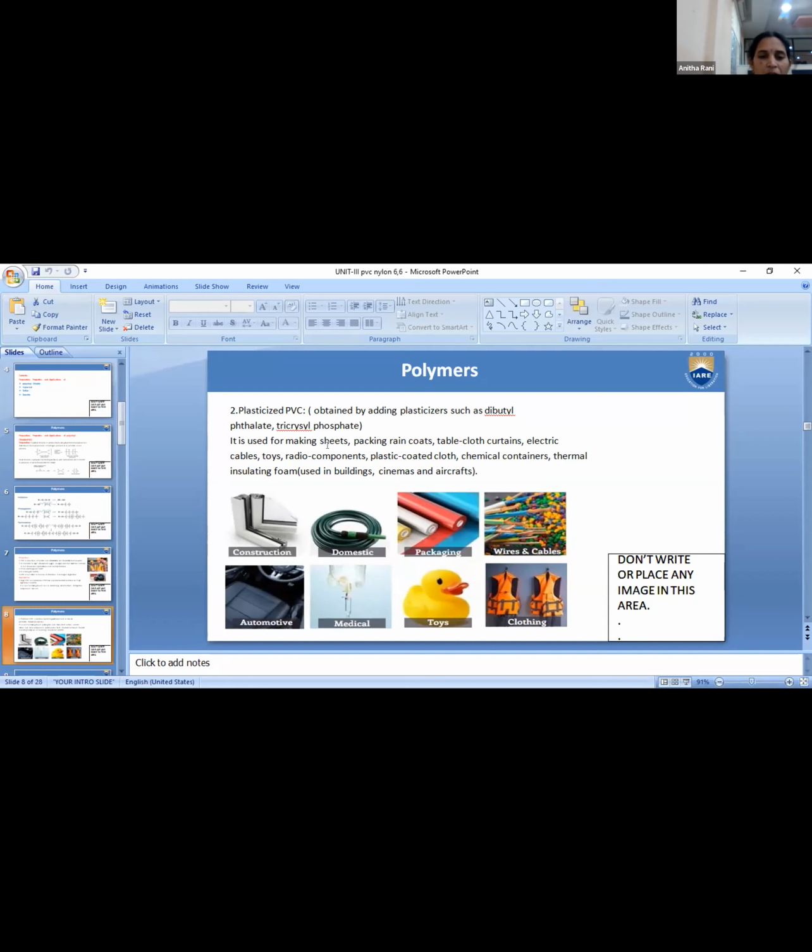For plasticized PVC, remember some examples, not everything: making sheets, packing raincoats, tablecloth curtains, electric cables, toys, radio components, plastic coated cloth, chemical containers, and thermal insulating foam used in buildings, cinemas and aircrafts. These are some examples of uses of plasticized PVC.